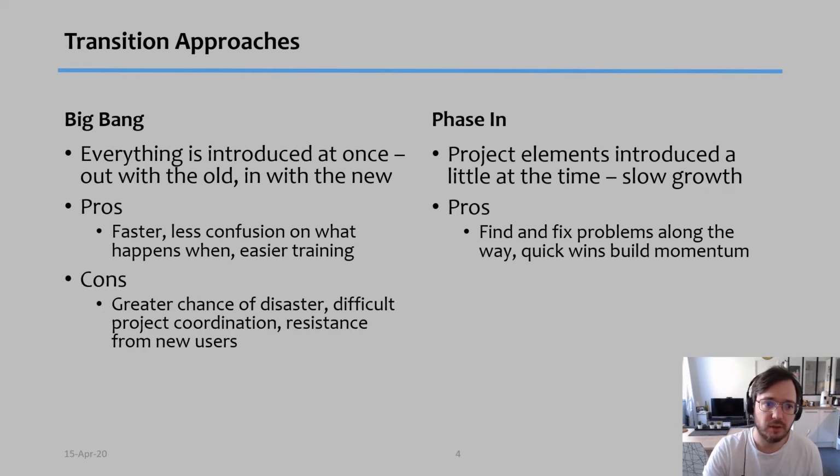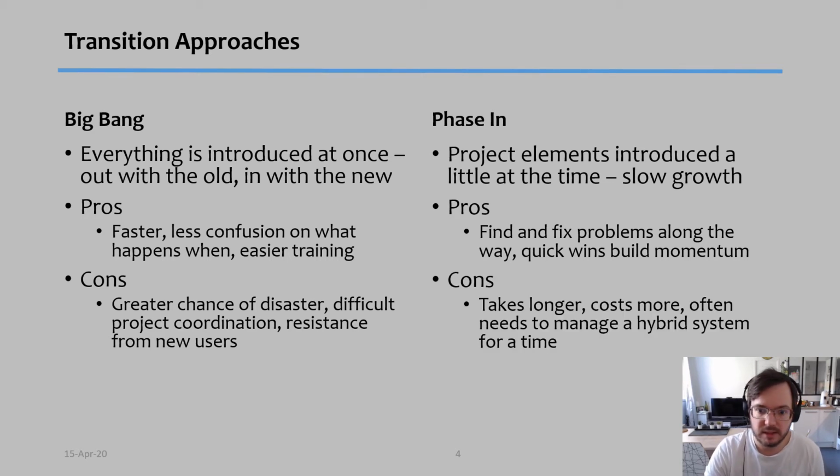Now, the disadvantages of the Big Bang are that there is a greater chance of disaster or chaos. It is difficult to create the project coordination here because there are going to be many changes at the same time, and there will be a lot of resistance from the new users. Typically, people don't like when things change a lot, and therefore you're going to face more resistance. While the phase-in also has its disadvantages. First of all, it will take much longer and cost much more, and often, for a certain period of time, you're going to have to manage a hybrid system where one component is the old system and another component is the new system, and there might indeed be conflicts on this.